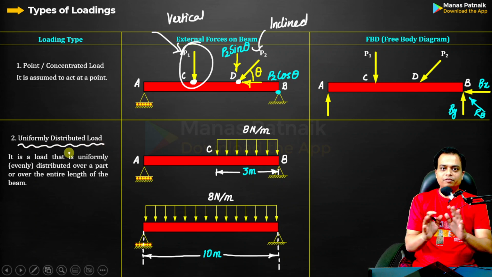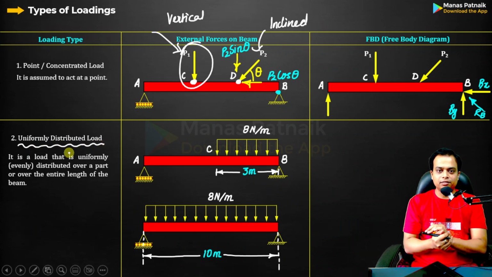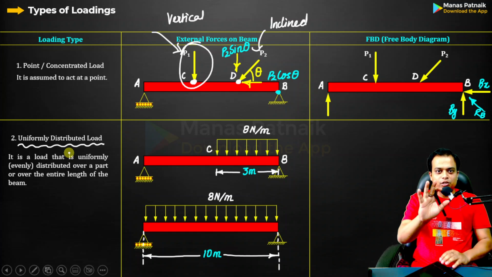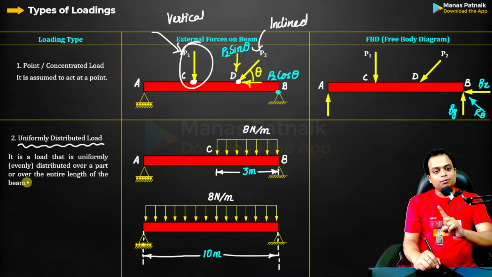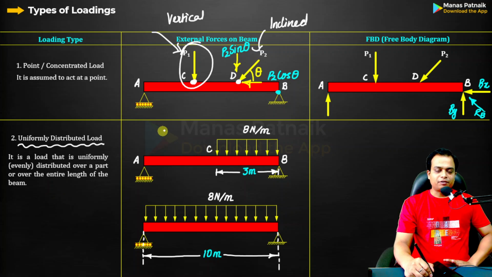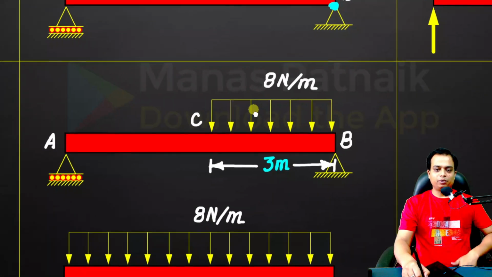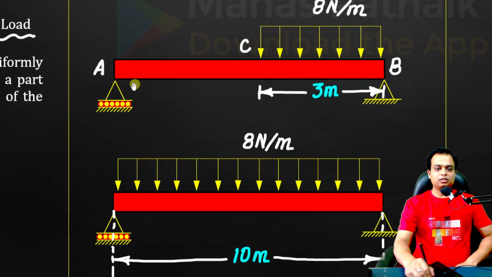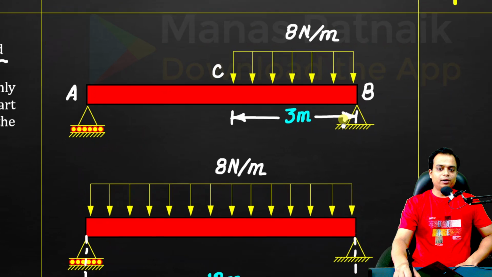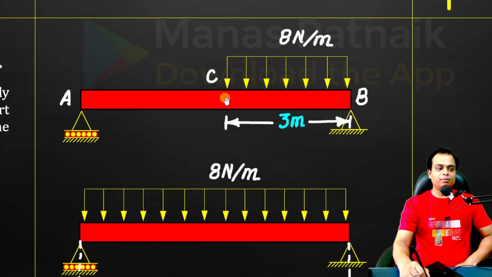So far we have heard about point loads, and we know how to analyze them, how to decompose them into components. How do we analyze a uniformly distributed load? Watch. It is a load that is evenly distributed over a part or over the entire span of the beam, over the entire length of the beam. There are two examples which I have shown. In this example, as you can see, the beam is as much as 10 meters long. Let's say this beam is 10 meters long, and only on 3 meters of the beam you've got this uniformly distributed load.